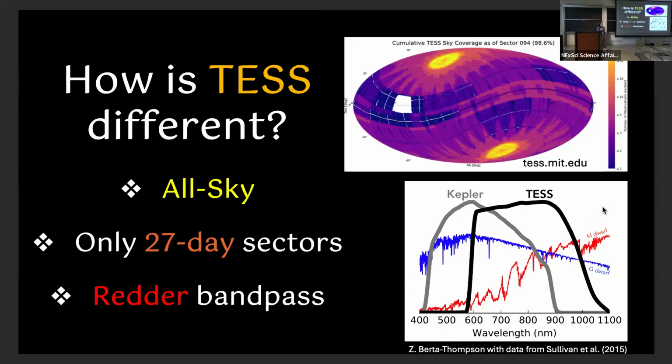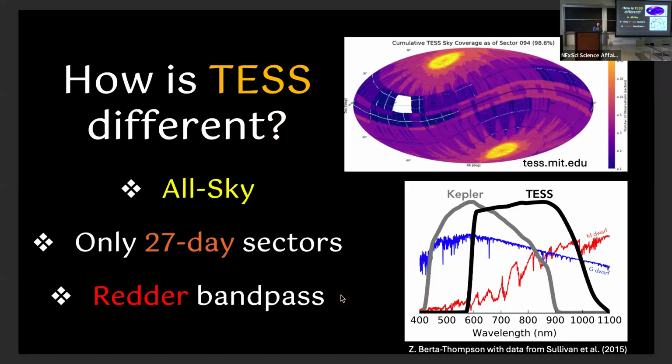So a G dwarf emits most of its light at bluer wavelengths, and an M dwarf emits most of its flux at redder wavelengths. And so Kepler's bandpass, the wavelengths that Kepler was able to detect, was focused to catch all this light coming out of the G dwarf. Well, TESS's bandpass is shifted much more to the right, so it's able to catch where those M dwarf spectra peak, those redder wavelengths where M dwarfs are emitting a lot of flux. So it's a mission that's focused to get at these M dwarfs and also to get at nearby stars in general because it's an all-sky survey.